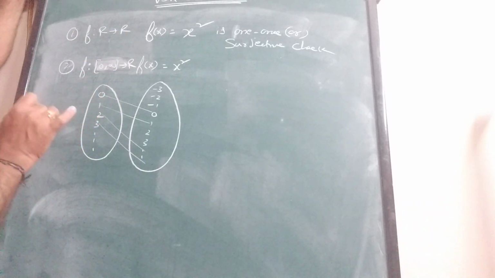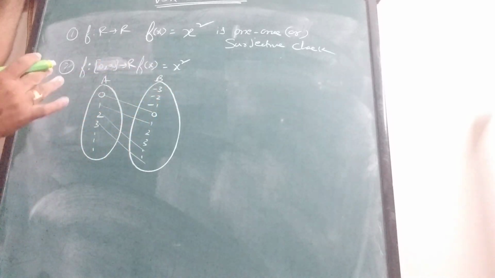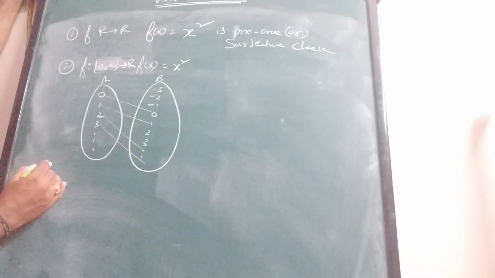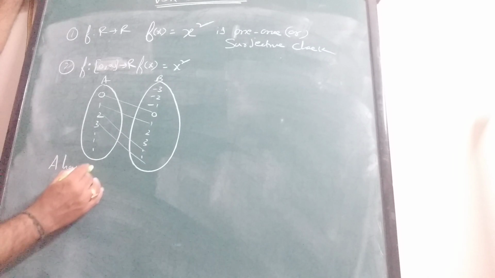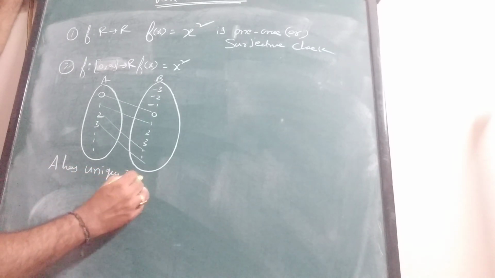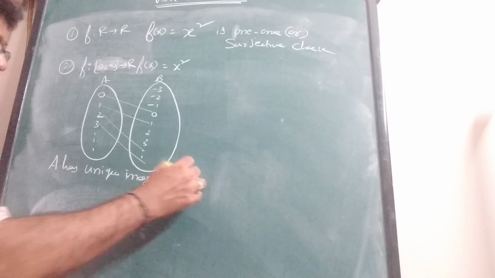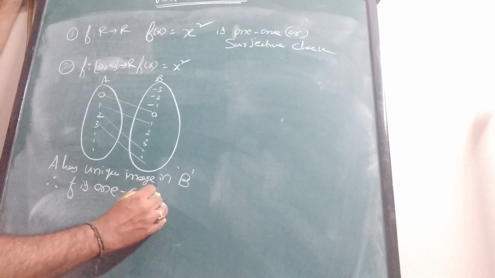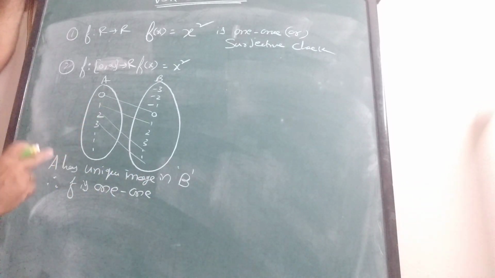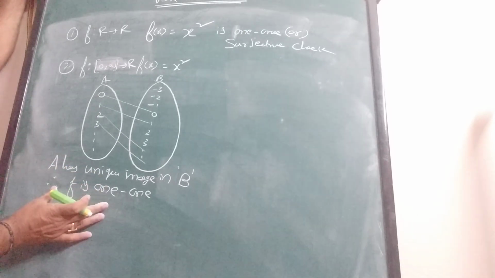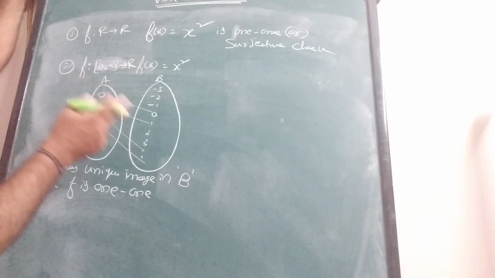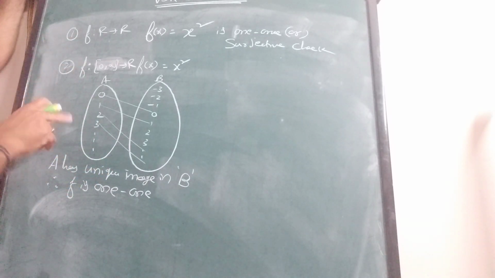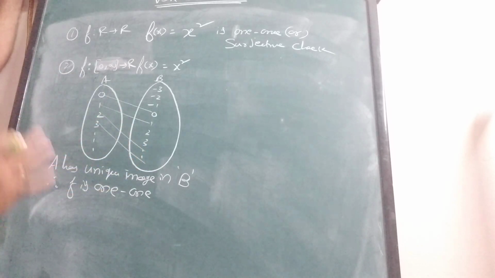Each and every element of A has a unique image in capital B. Therefore, f is 1-1. Now this is 1-1: 0 has 0, 1 has 1, 2 has 4, 3 has 9. There is a single image. In the previous case, minus 1 and 1 had only one image. So like this it should not be there.